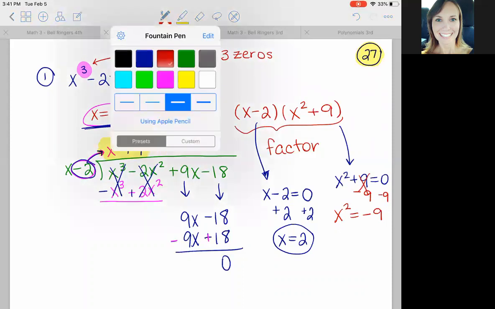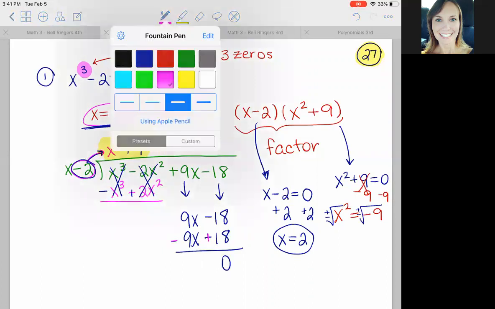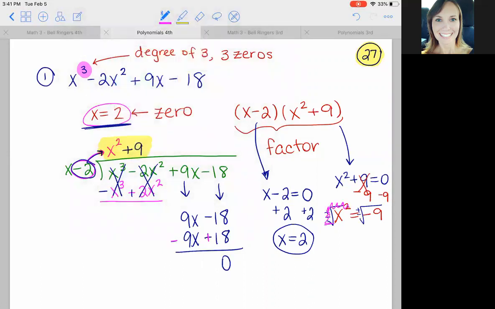Whenever we solve these problems, we have to take the square root. Don't forget the plus and minus to get rid of the squared. Y'all did this when we solved quadratics. So that made these cross off. So x equals plus or minus the square root of negative 9. Well, the square root of a negative number is not possible. It's not such a thing, except in imaginary numbers.